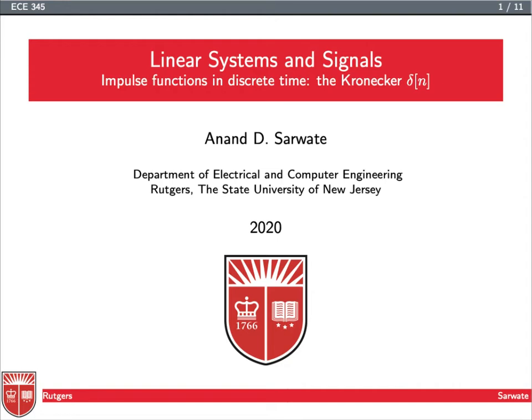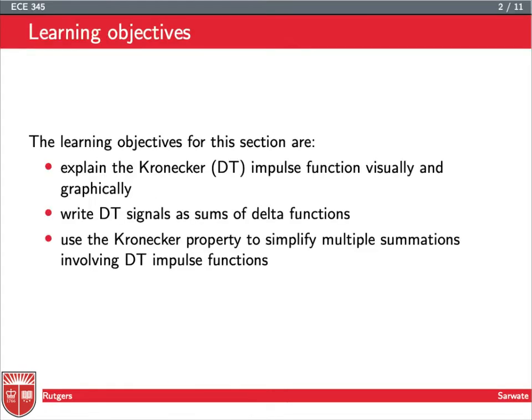Now we're going to talk about a function which is really important for talking about discrete time signals, and that's called the delta function, or the unit impulse function in discrete time, sometimes also called the Kronecker delta function, named after a mathematician named Kronecker.